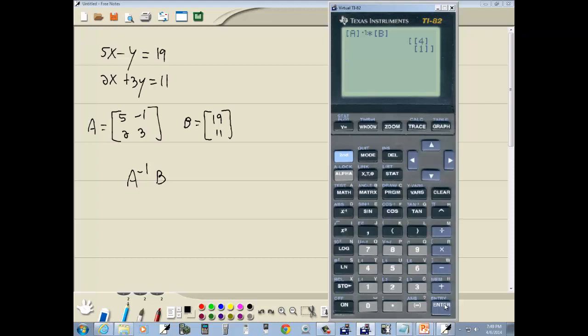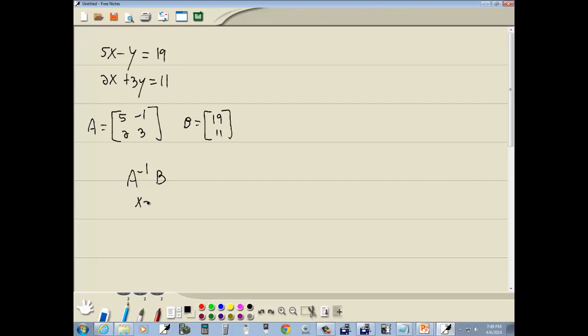Assuming it gives you an answer and doesn't give you a non-singular error, I forget what it says exactly, our answer is 4 and 1, and this is x and this is y. Same order that our matrix was written in. We put the x first and the y second. So x is 4 and y is equal to 1, and you write it with parentheses around it. So our answer would be (4, 1).